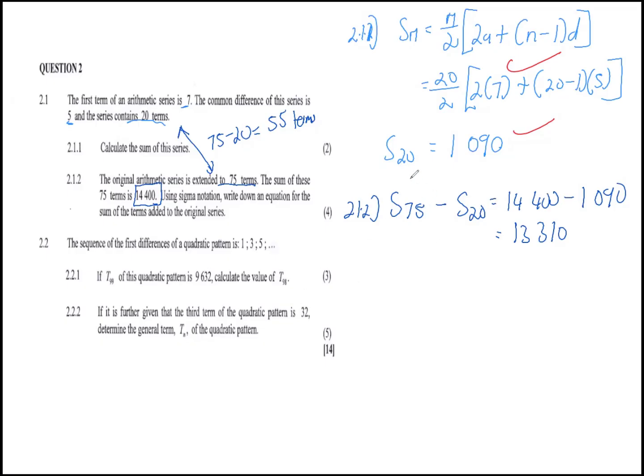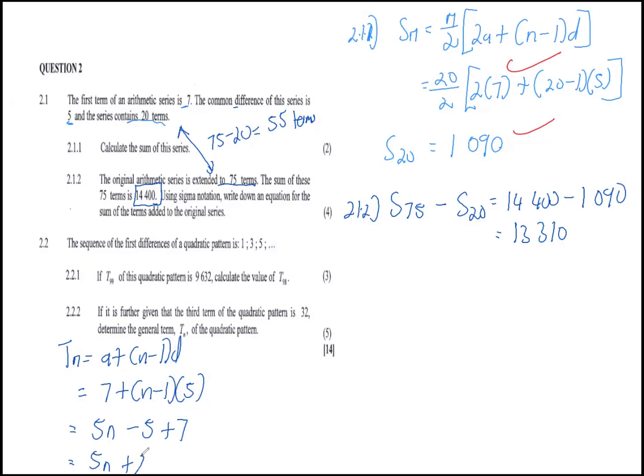So how do we then write this in sigma notation? Remember, with sigma notation, you need the general term, right? You need your nth term. So this is Tn is equal to a plus n minus 1, and then d. Remember, we are still using the same arithmetic series. Our a value is 7, and then we have n minus 1. Our d value, they said the common difference is 5. So we're going to have 5 here. So this is going to be 5n minus 5 and then plus 7, which is going to give us 5n plus 2. So that's our Tn.